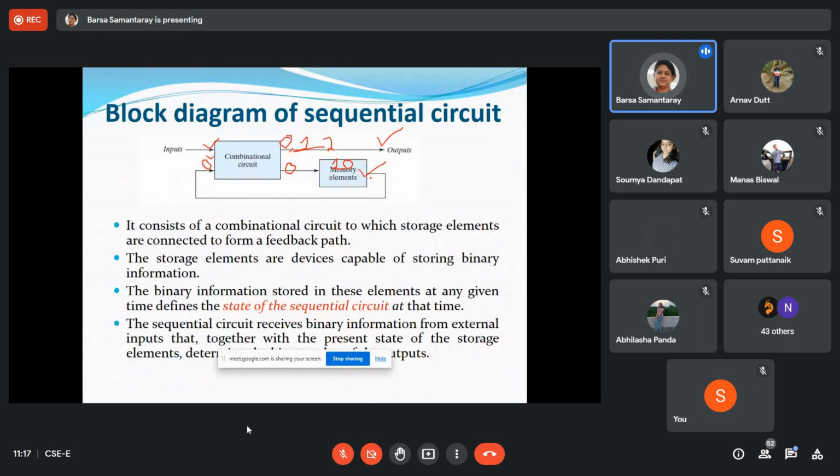So for that reason, we are using that type of sequential circuit. But if in the sequential circuit, I want this output at this moment, at a particular time, all the components should work together so that we will get the output. So that's why all the components should be synchronized.